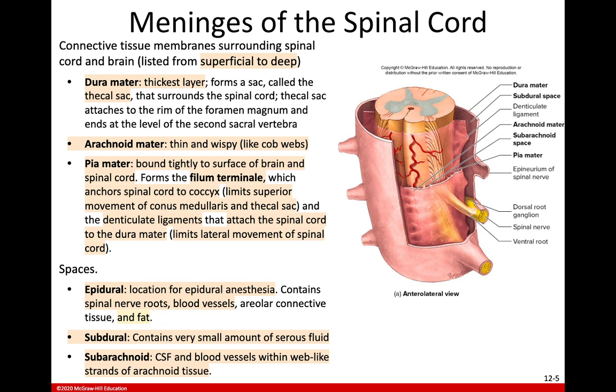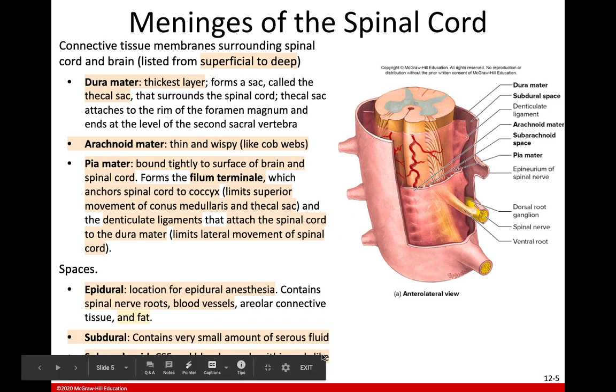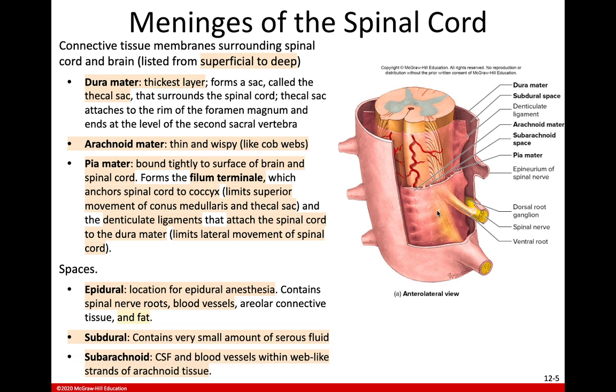The subdural space is below the dura mater, so it's going to be here in between the arachnoid mater and the dura mater, so it's right in here. The subdural means below the dura mater, and it has a little bit of fluid in it. And then the subarachnoid space is going to be between the pia and the arachnoid, so it's going to be right in here. And it has the cerebrospinal fluid. It also has blood vessels that, again, are probably originating in that arachnoid mater, and that's why it's called arachnoid.